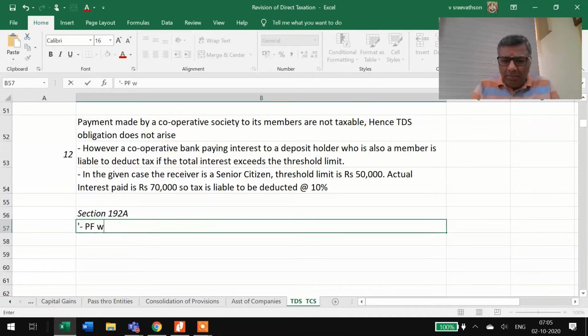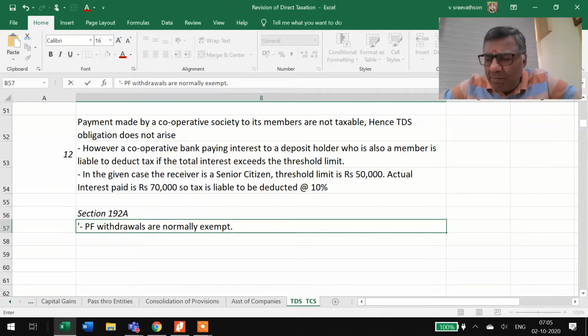PF withdrawals are normally exempt. It is not taxable. Normally, PF withdrawals are exempt. You understand? PF withdrawals are normally exempt.